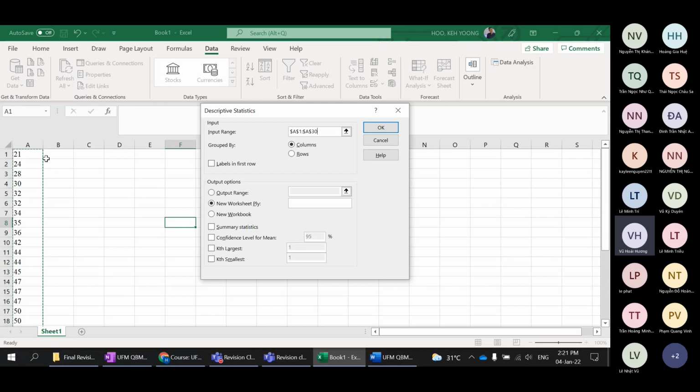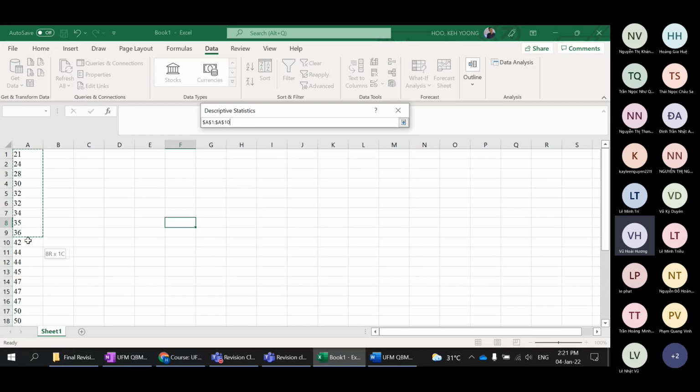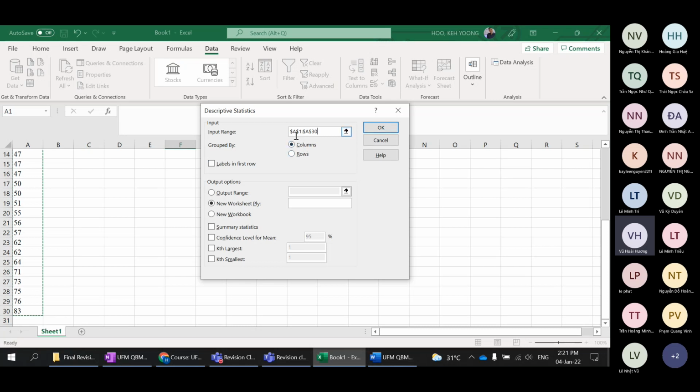You will see a dotted line. Click and drag, make sure it covers all the 30 data from A1 to A30. Right now we don't have any labels in the first row, we don't have the variable name on top. So you don't have to tick the label in the first row.